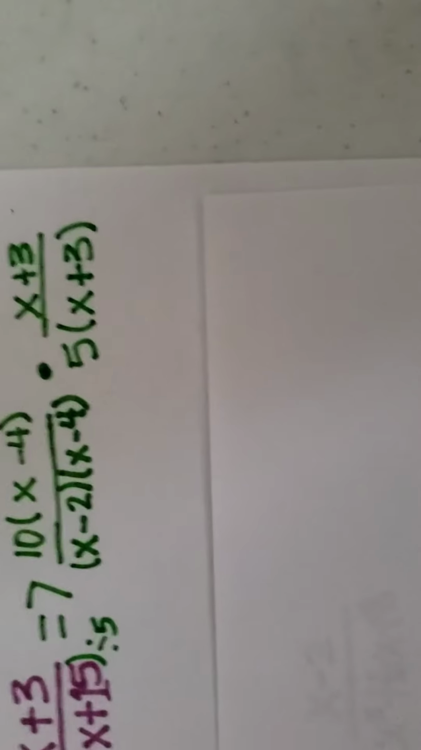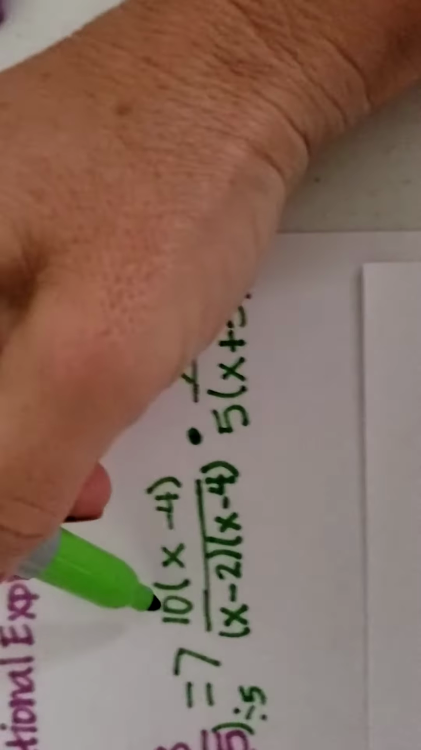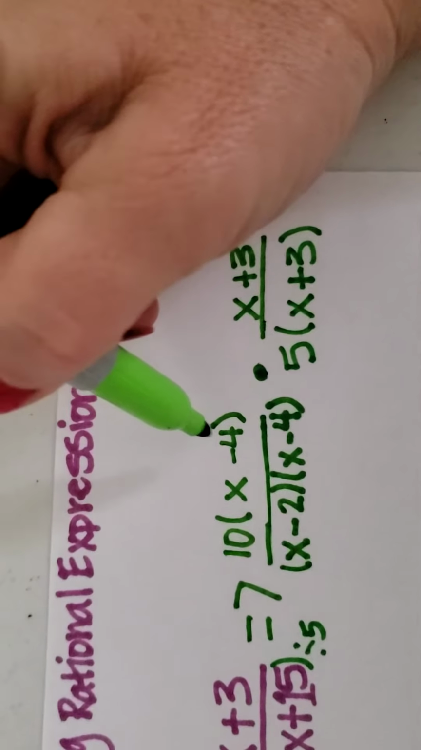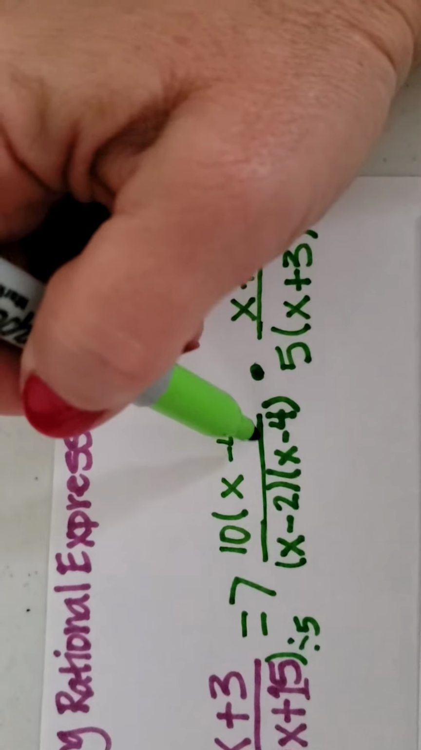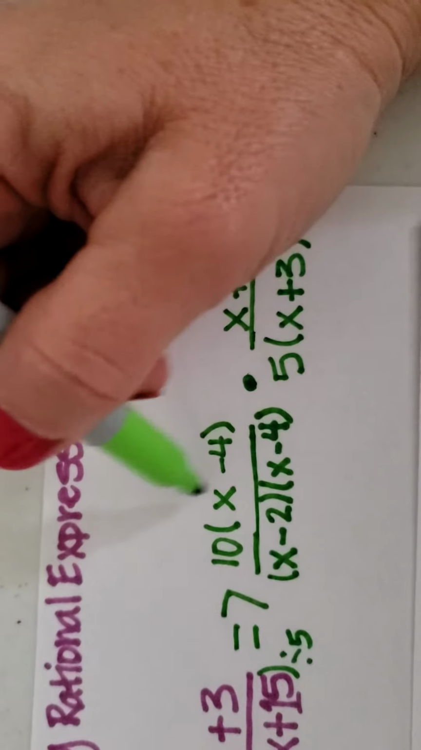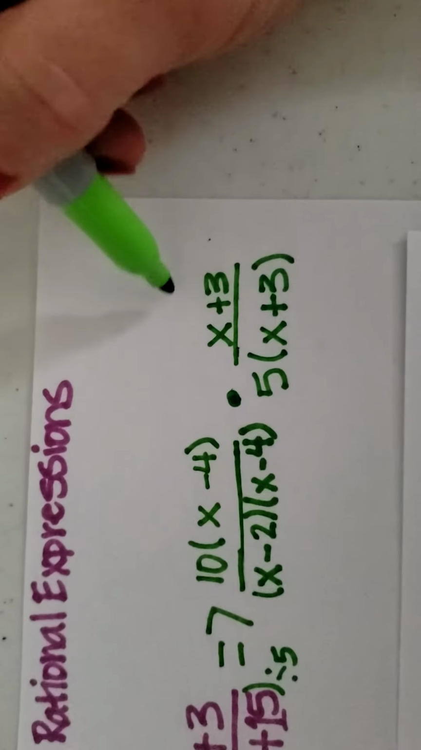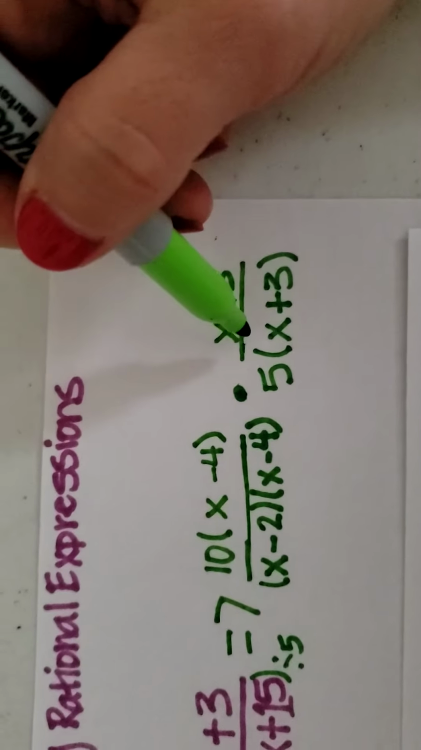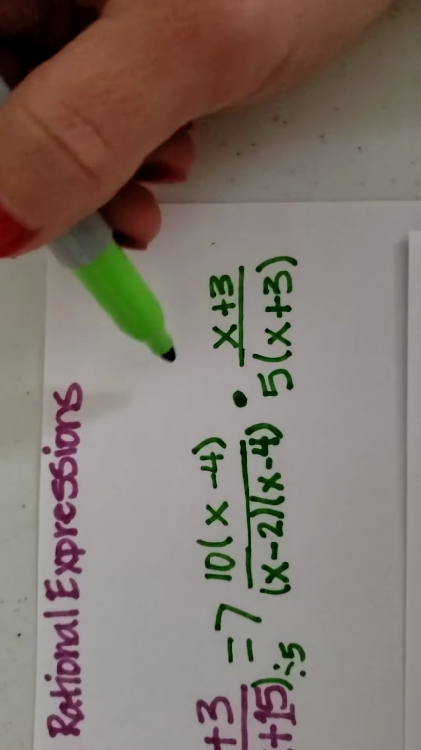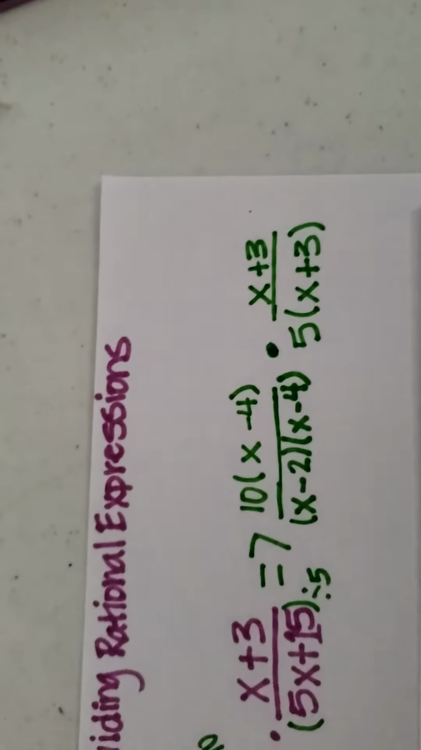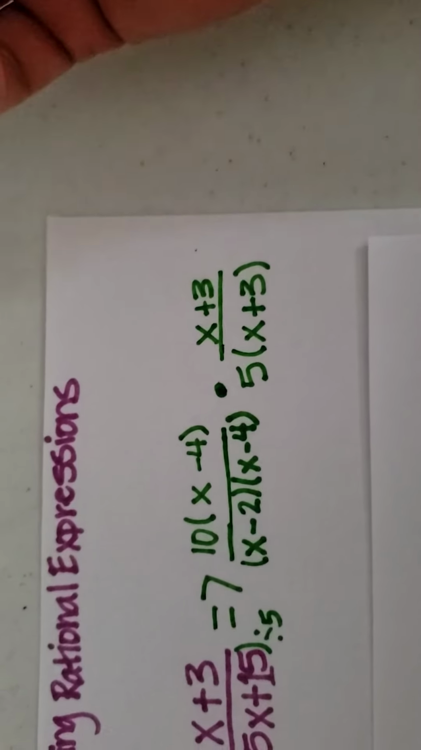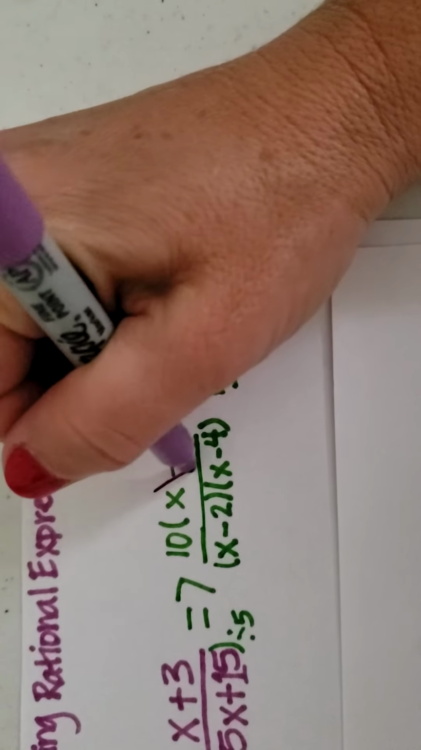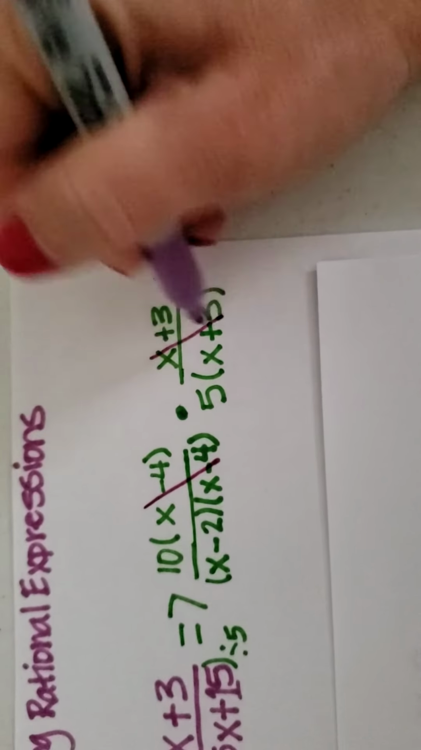All right, now we're going to take a look at our factored form. So we've got 10 times the x minus 4, over x minus 2 times x minus 4. Ooh, I see a little something going on right there. Then there's x plus 3 over 5 times x plus 3. I see a little something going on there. Now remember, wherever they're alike is when we get to cancel those out or cross those out. So I'm going to go ahead and cross that out and cross that out.